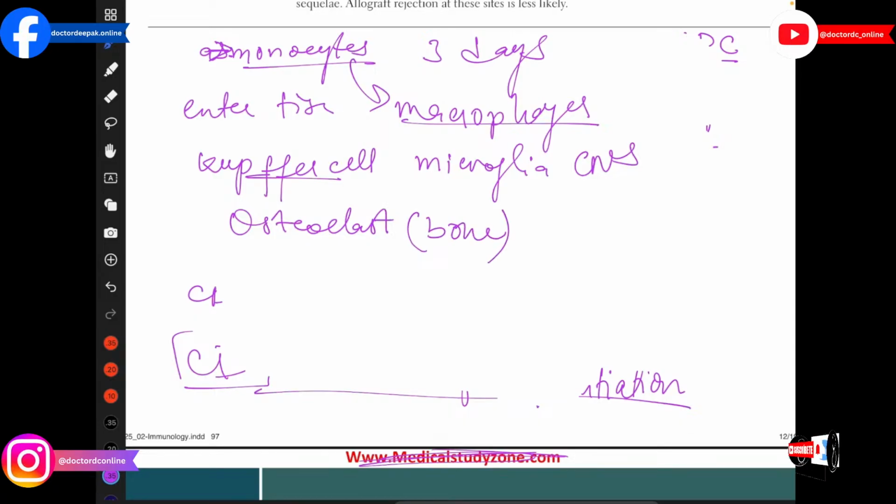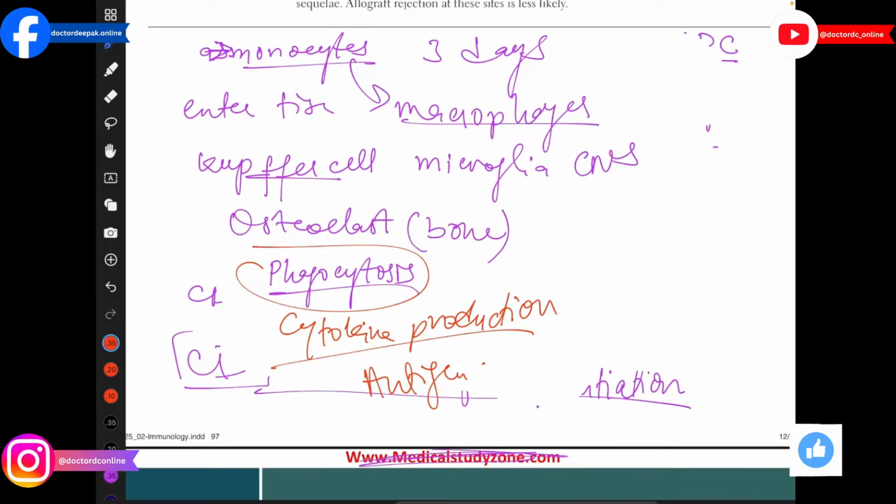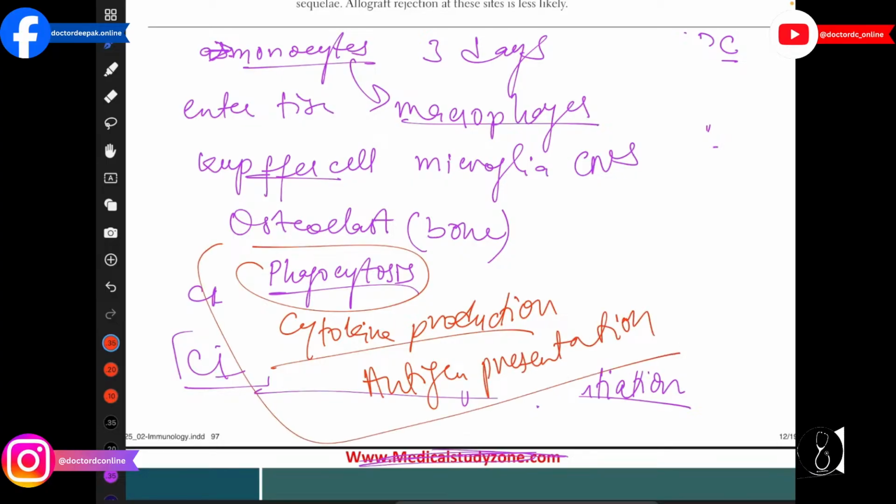They have 3 key functions. The first is phagocytosis, the second is cytokine production. By producing cytokines, macrophages also stimulate T cells, and they also have antigen presentation. These are the three basic and important functions of macrophages.